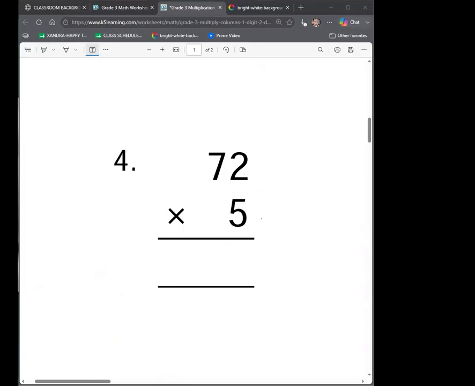2 times 5. Okay, let's go. 15? Why 15? You need 2 times 5. Oh, means 5 times 2. 10. Okay, 10. So I'll be writing down 0 here, below 5, and we put 1 on top of 7.